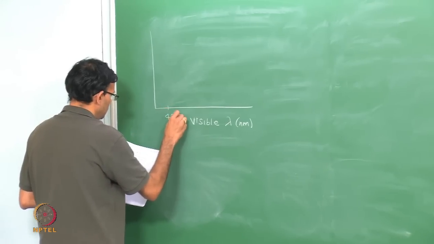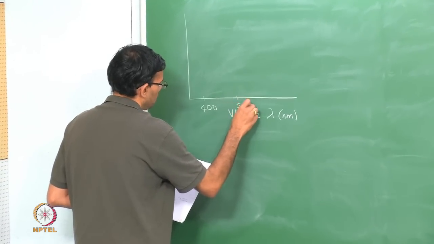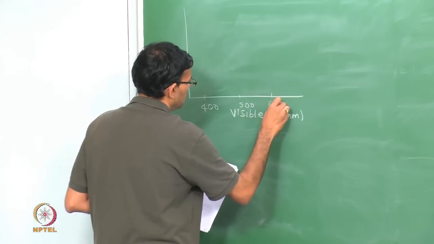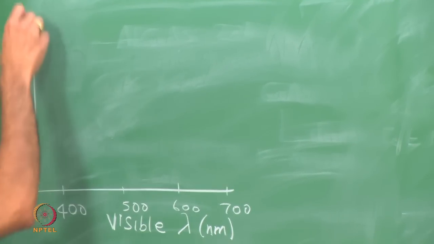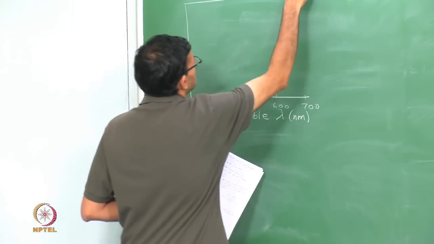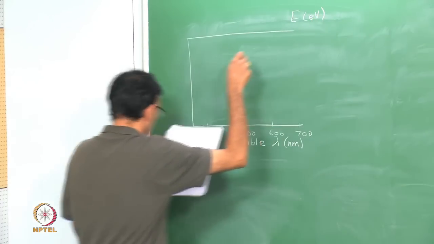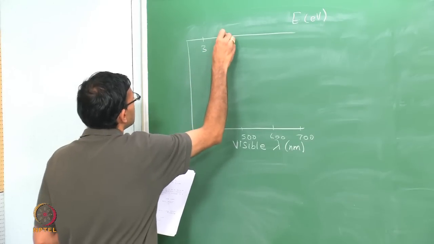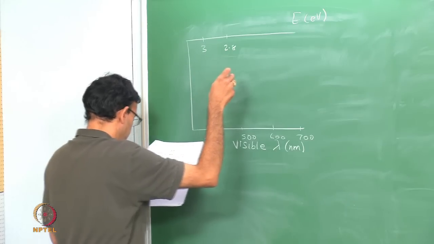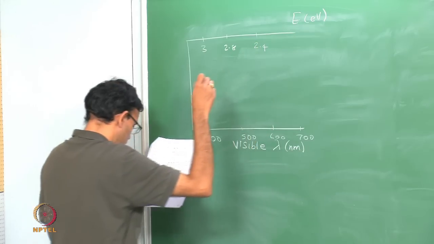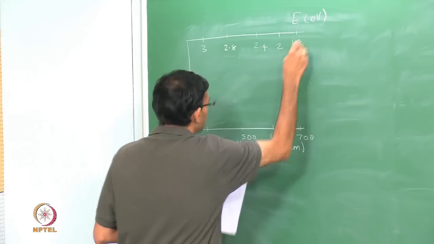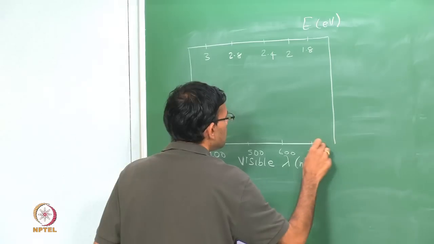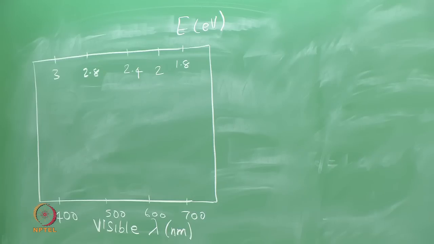This is 400, 500, 500. We also plot the energy. Energy is in electron volts, so somewhere around 2.8. So, depending upon which region in the spectrum you want, you choose the corresponding LED material.